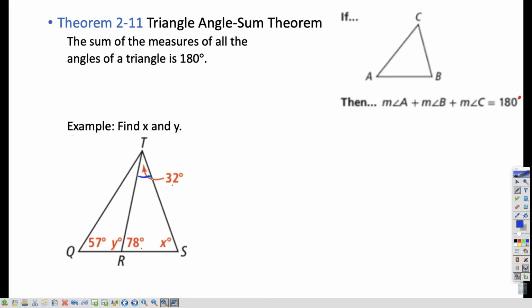How can I find x? Add them up. So 180 minus 32 plus 78? Okay, so that's 110, so it's 70. So now I know x is 70.